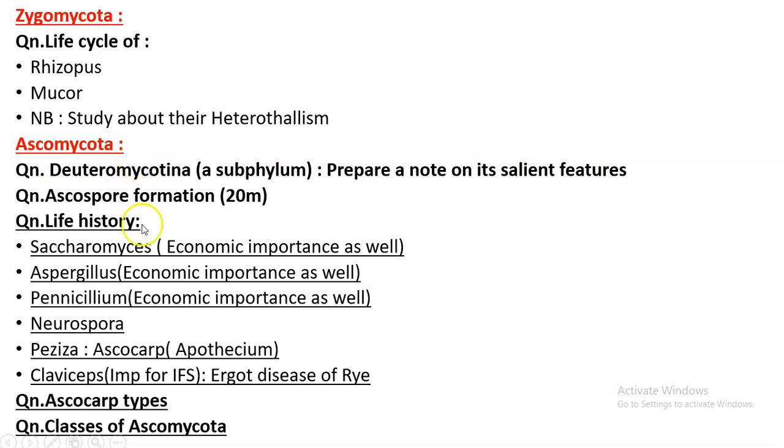Then under Ascomycota, we have these many life cycles: Saccharomyces, Aspergillus, Penicillium, Neurospora, Phaeacia, and Claviceps. Out of these, Saccharomyces and Aspergillus are already done. Penicillium will be completed today. So Neurospora, Phaeacia, and Claviceps remain.